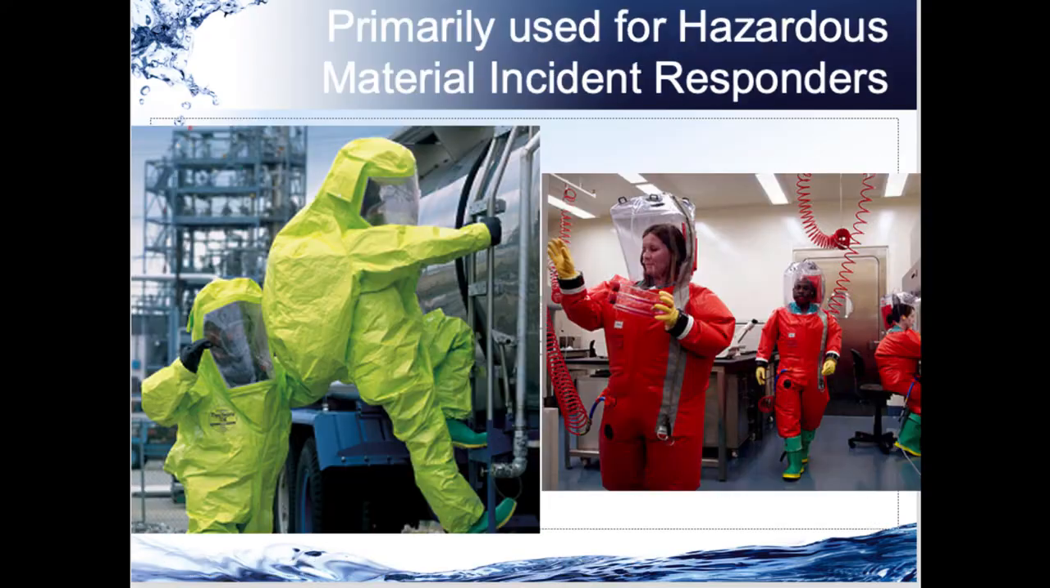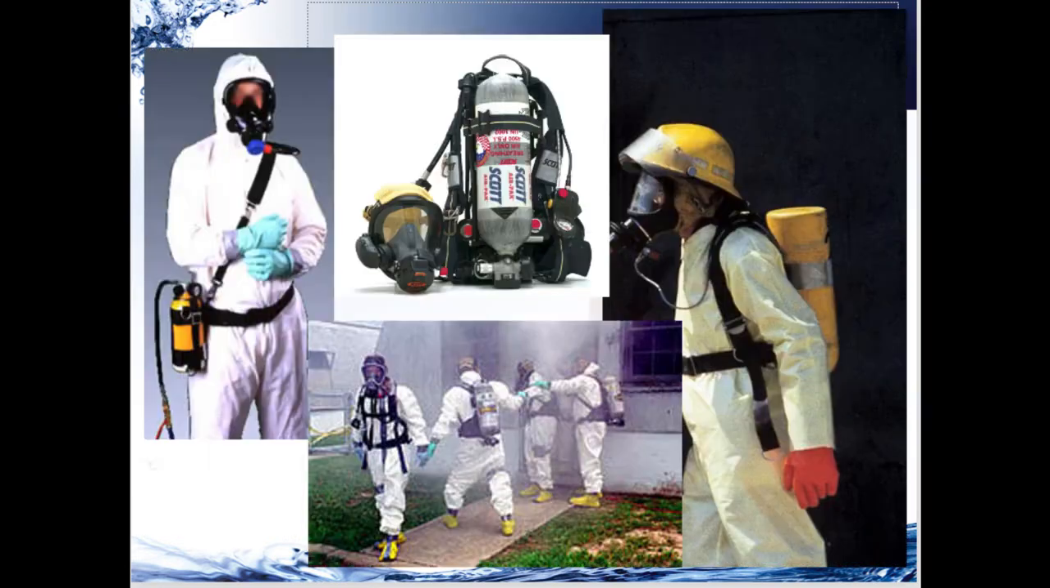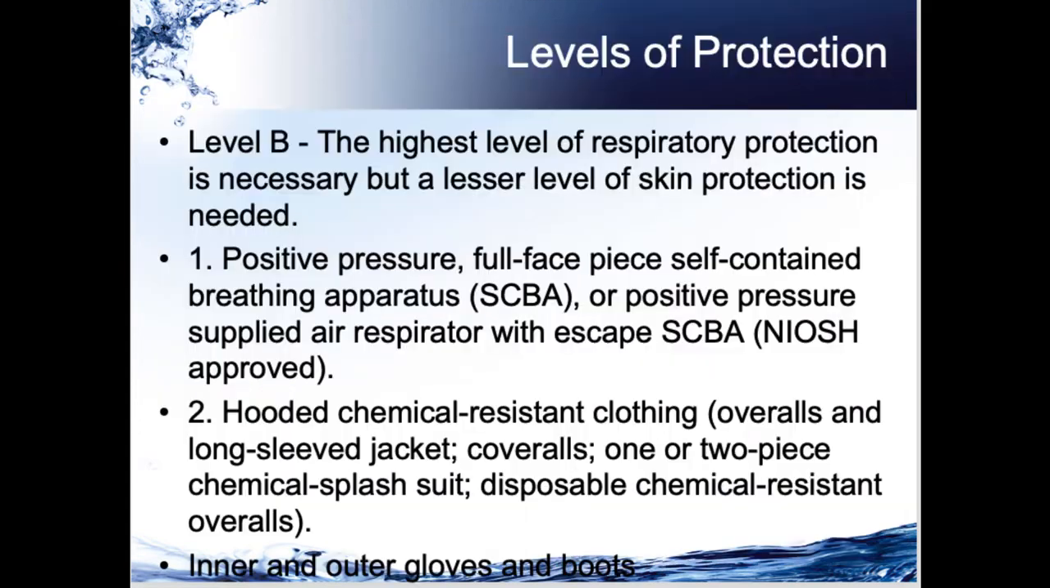So level A and level B are similar in that they have the same level of respiratory protection. They're both using supplied air. The difference is in the suit. Instead of having an encapsulating suit with the zipper on it, in which nothing can penetrate, you would be in a hooded chemical suit, overalls, a two-piece chemical suit.